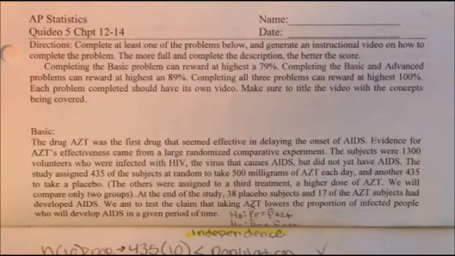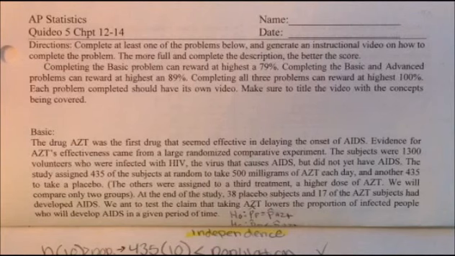The basic problem states, the drug AZT was the first drug that seemed effective in delaying the onset of AIDS. Evidence for AZT's effectiveness came from a large randomized comparative experiment. The subjects were 1,300 volunteers who were infected with HIV, the virus that caused AIDS, but did not have AIDS.